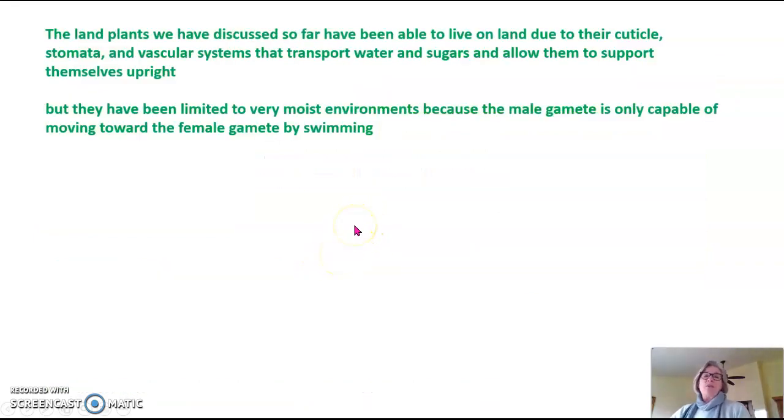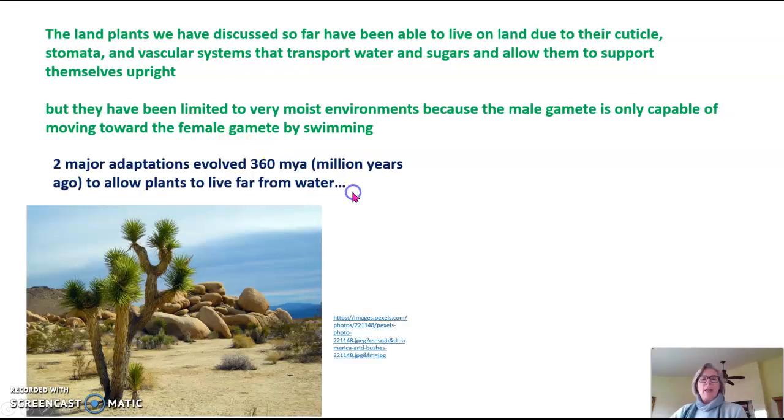The land plants we've discussed so far have been able to live on land due to their cuticle, stomata, and then in the case of the fern, they have vascular systems and roots that allow them to transport the water and sugars to the rest of the plant and allows them to grow upright. But they've been limited to very moist environments because the male gamete's only capable of moving to the female gamete by swimming. So two major adaptations occurred about 360 million years ago that allow plants to live far from water, as this desert cactus is pictured here. And those are pollen and seeds. So we're going to talk about these individually.